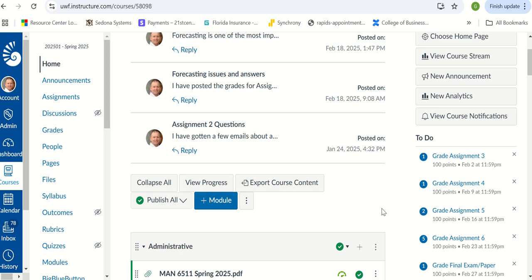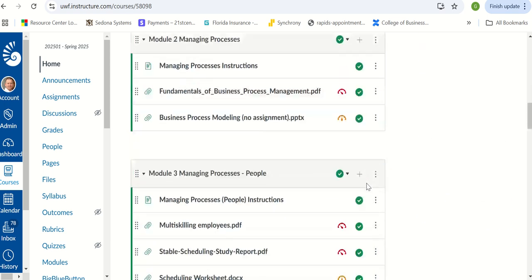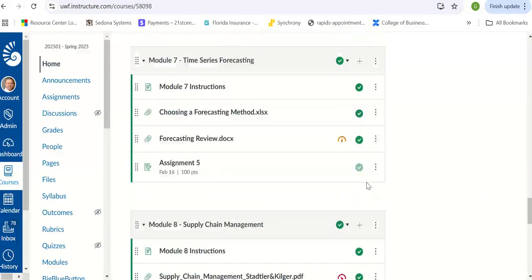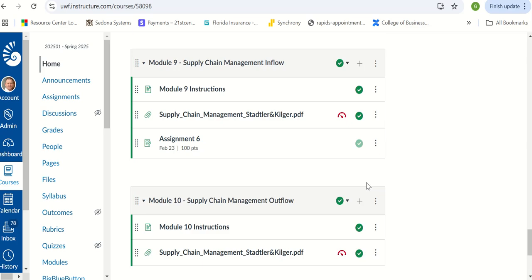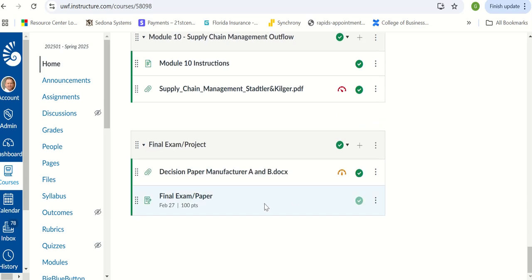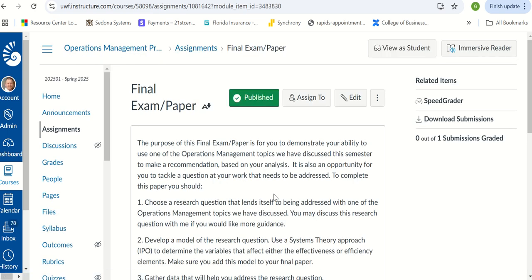I want you also to be able to start focusing on the final paper, and I've gotten a couple of emails on it and want to make sure that you're ready to go. Okay, the final paper, when you look at this last module, you see that there are 2 things in it. The instructions are in the final exam section, and then there is an example of a decision paper here. I'm going to open up the final exam so we can talk about it.